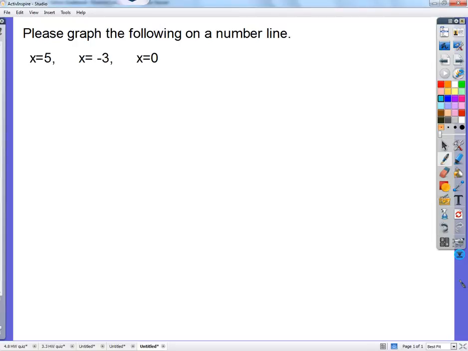We're gonna graph these values of x on another line, which should be a refresher. You should have done this in the past. Bridger, what does it look like to graph these on a number line? It has arrows on either end. Okay. Put a zero in the middle. Pretty common. Okay.